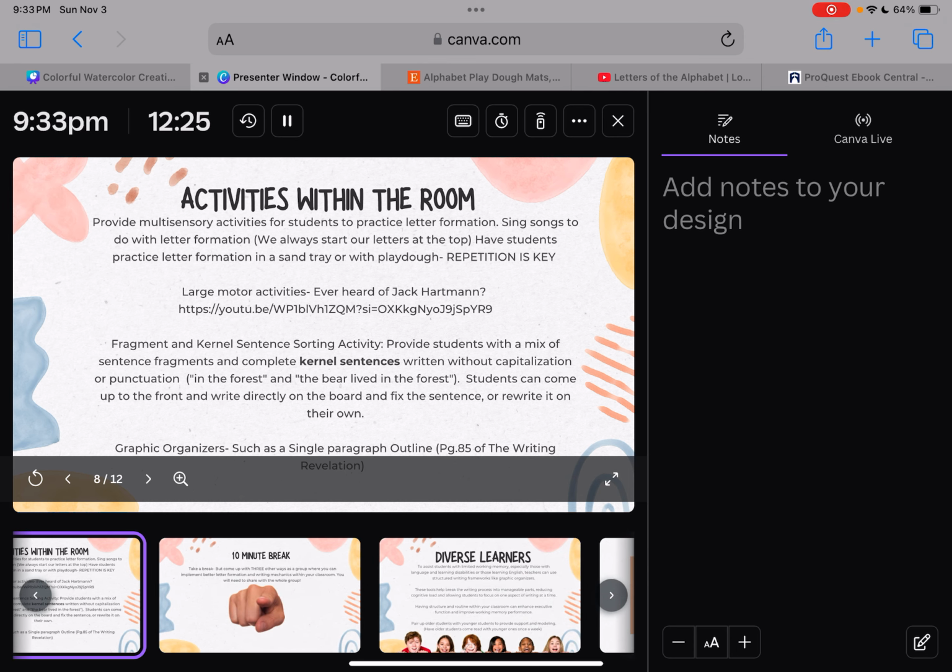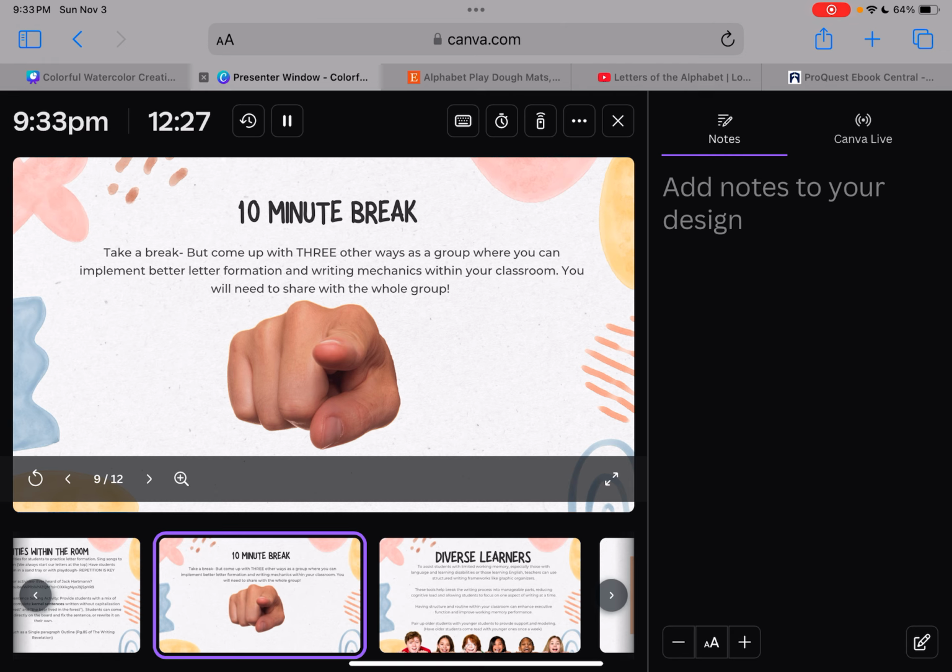So I'm going to give you about a 10-minute break, and you're going to come up with those 3 ways that you can possibly implement better letter formation and writing mechanics within your own room, and then you're going to share this with the whole group.